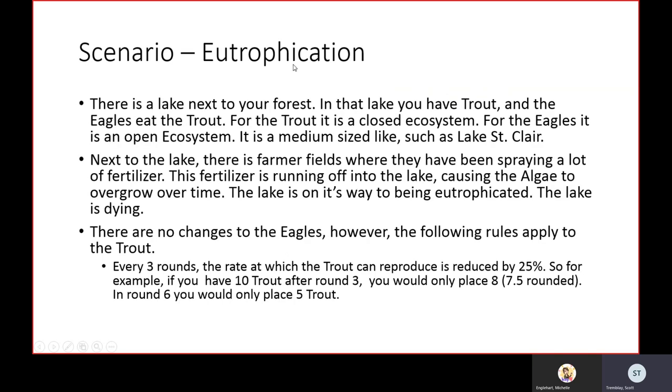Okay, so let's just take a look here. There's a lake next to your forest. In this lake, you have trout, and the eagles eat the trout. For the trout, it's a closed ecosystem, okay? It's not like they can get up and walk over land and pack their bags and decide to go to the next lake over. They can't really do that. They're limited by the streams. And typically for fish, it's usually a closed system. For this one, it's definitely a closed system.